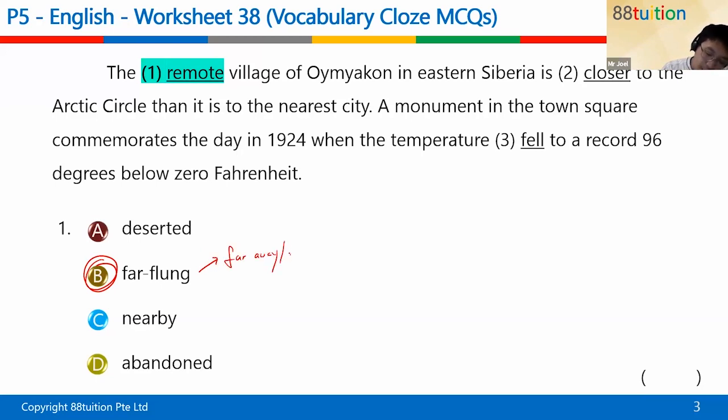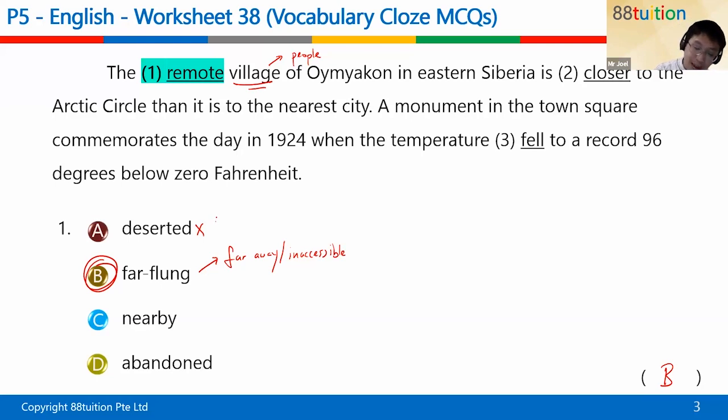It can also mean slightly inaccessible. Okay, that's far-flung for you. So it means remote over here, it means very far away. We can't use deserted. Why? Because we say it's a village. And in a village, there must be people living in it, right? So even if the village is very far away, it doesn't mean that it's deserted.